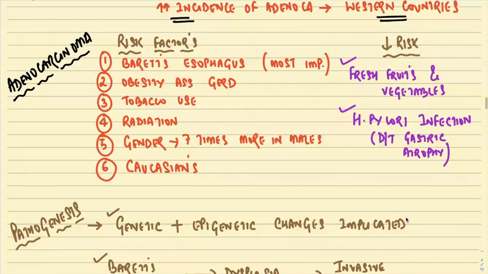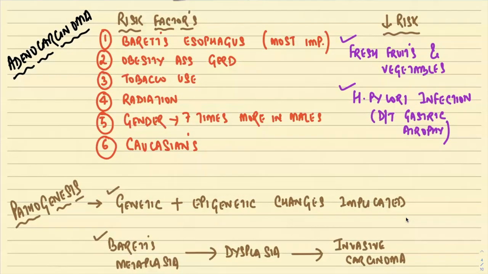So first, today, we are going to start with adenocarcinoma of the esophagus. Very importantly, first we are going to discuss the risk factors. The first and most important risk factor for development of esophageal adenocarcinoma is the presence of Barrett's esophagus. Second is what is causing Barrett's esophagus, that is obesity-associated GERD. Tobacco use, radiation, okay? It is 7 times more common in males and in Caucasians. There is a race that has an increased risk of adenocarcinoma.